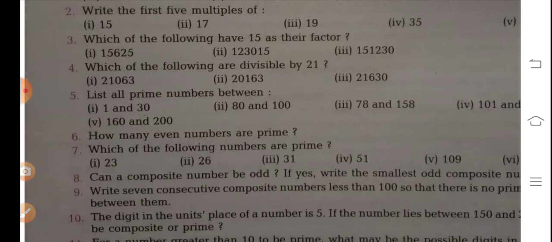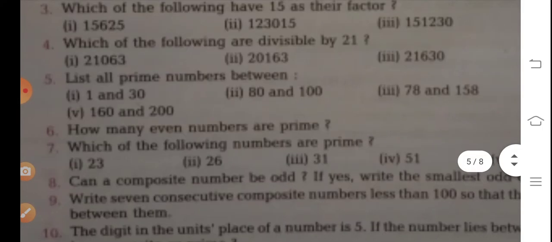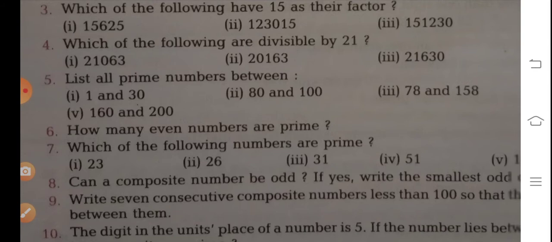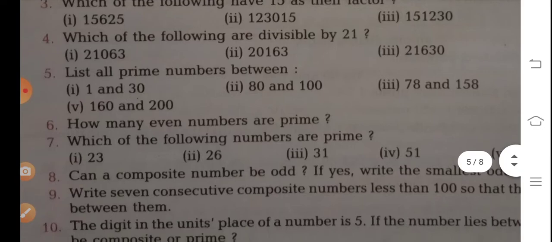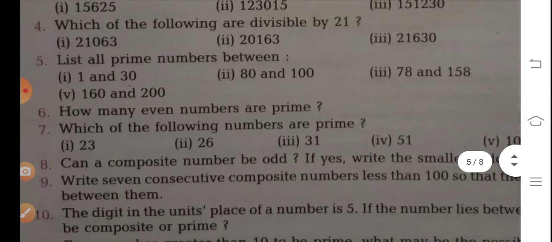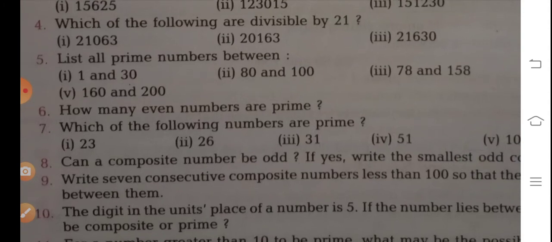List all the prime numbers between 1 to 30. Just like 2, when you divide by 2, you get only 1 and 2. Next 3, 5, 7, 11, 13, 17, 19, 23, 29 are the prime numbers between 1 to 30. In simple language, a number divisible by 1 and itself is called a prime number.